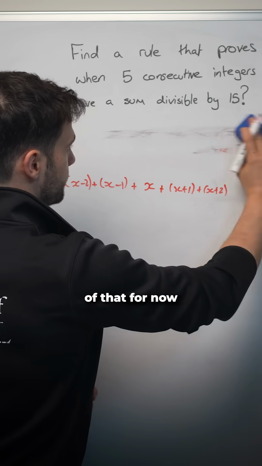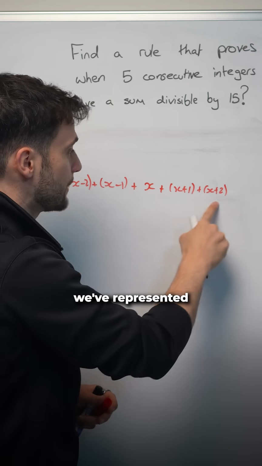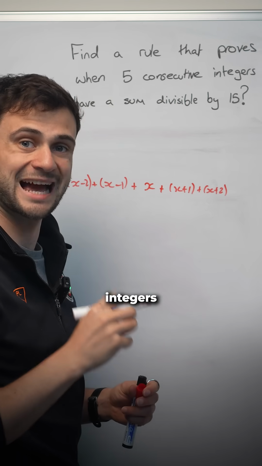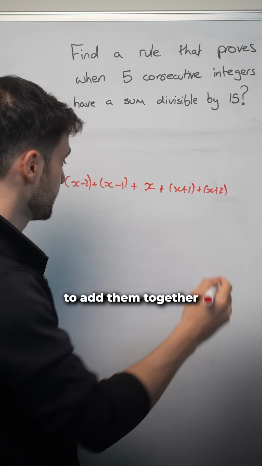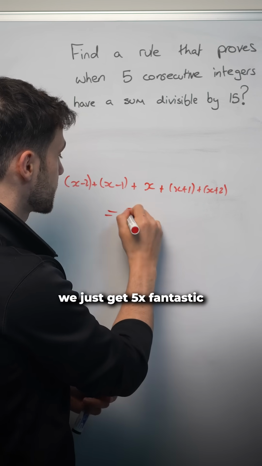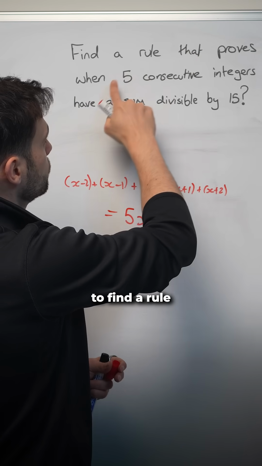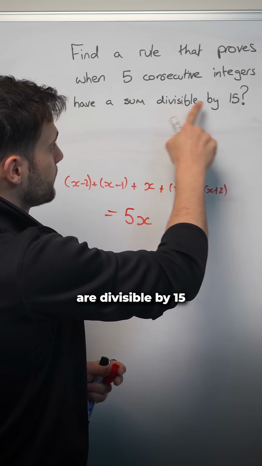So let's get rid of that for now. We're looking for the sum of 5 consecutive integers. We've represented our 5 consecutive integers algebraically. We now need to add them together. And as you'll see, when we do add all of these 5 parts together, we just get 5x. Fantastic. So we're looking to find a rule for when the sum of 5 consecutive integers is divisible by 15.